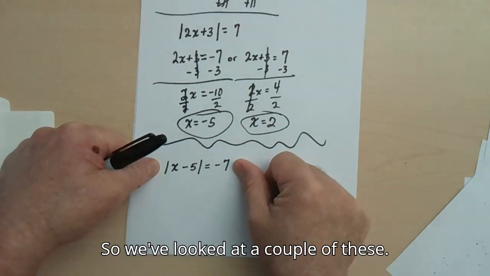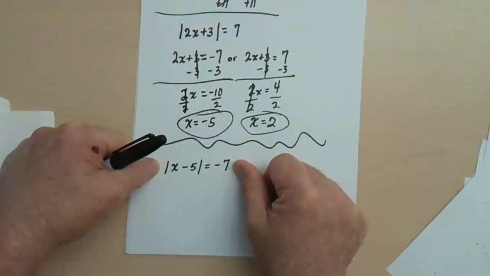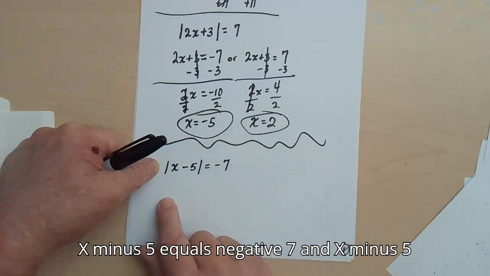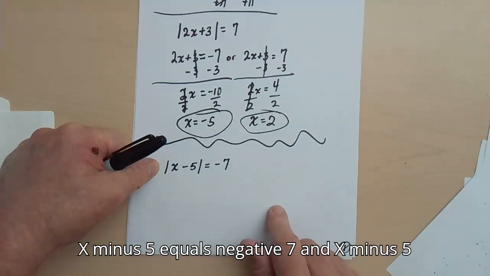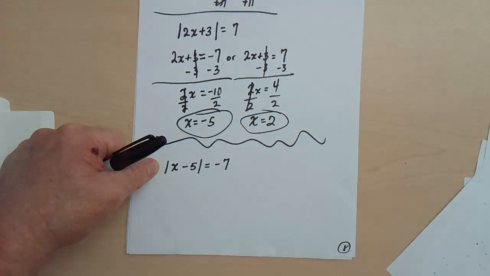So we looked at a couple of these. What should I do here? Plus 5. You should do x minus 5 equals -7 and x minus 5 equals 7, and then solve them.